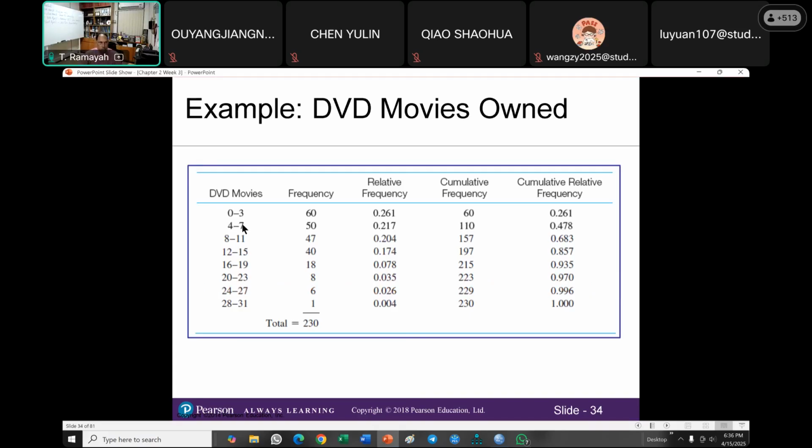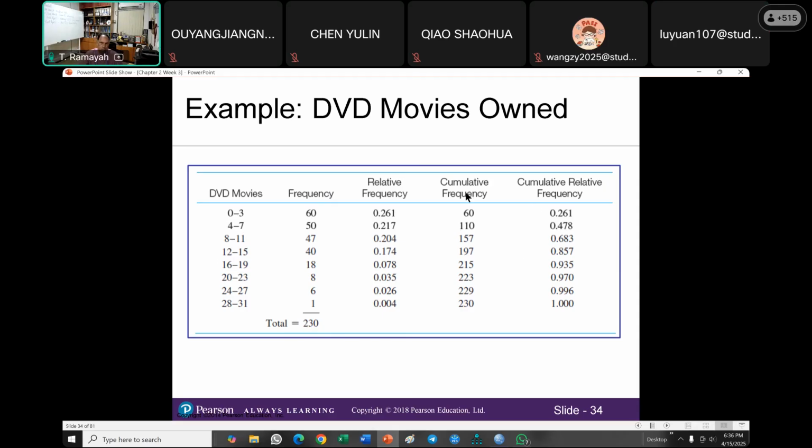So we have here the classes 0 to 3. The width of the class is 4, right? 0 to 3, 4 to 7. This is the frequency. So we have 230 total frequency. If you take 60 divided by 230, you get the relative frequency.